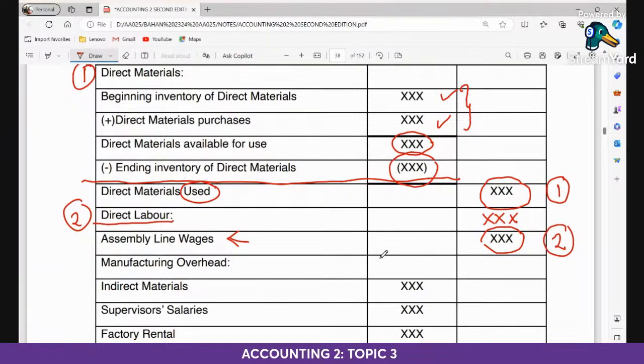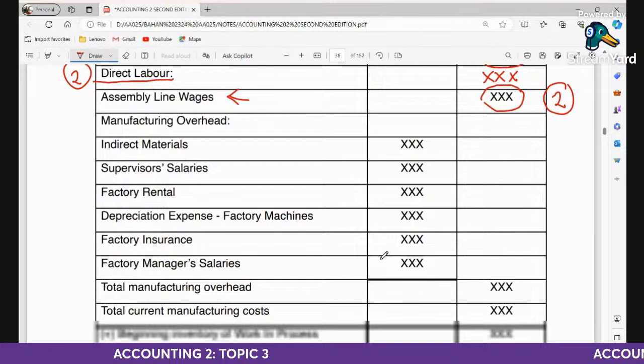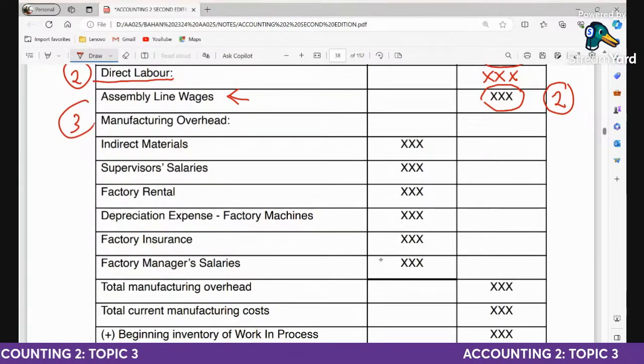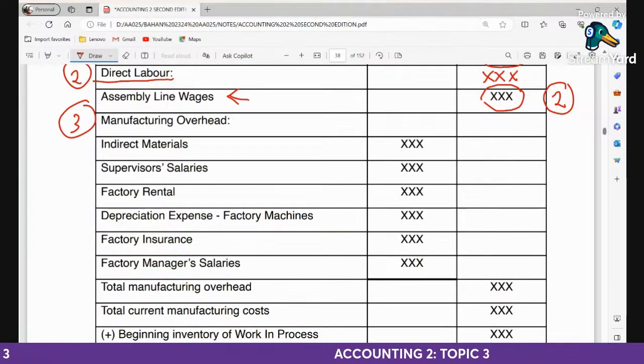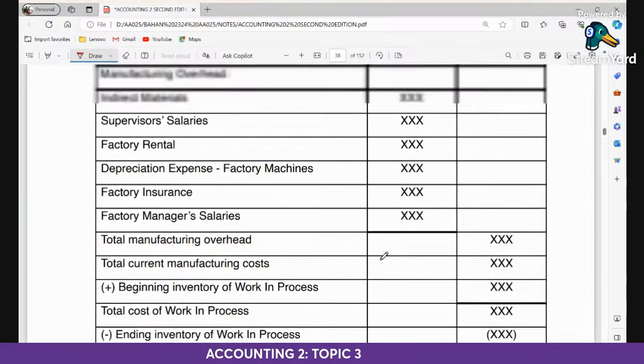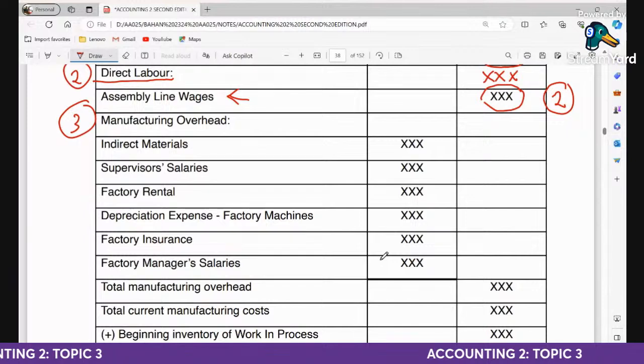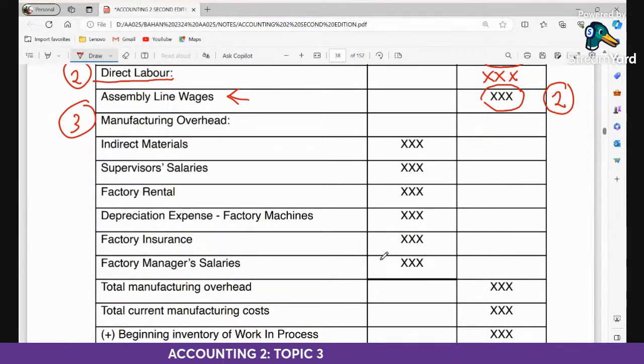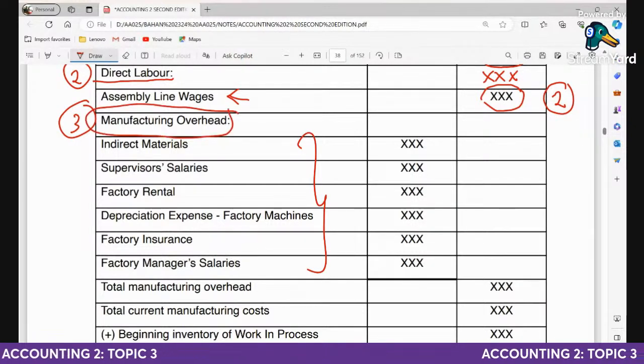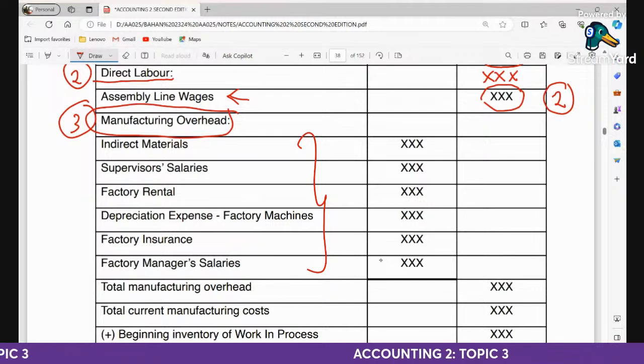Okay, and then we have item yang terakhir, which is manufacturing overhead. Okay, so in this format here, we gave you some of the examples. Tapi sebenarnya ada banyak lagi contoh yang kita boleh guna pakai, banyak lagi item yang kita boleh masukkan di sini ya. As long as item itu bukan direct material, bukan direct labor dan dia berlaku di dalam kilang. So you can just list down below. Okay, so this is under manufacturing overhead.